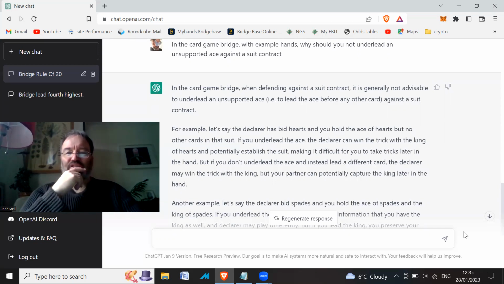So it sort of said it wrong there. It should say you've got some lower cards or something like that. But if you don't underlead the ace and instead lead a different card, the declarer may win the trick with the king, but your partner can potentially capture the king later in the hand. Well, your partner can't capture the king if you've got the ace.